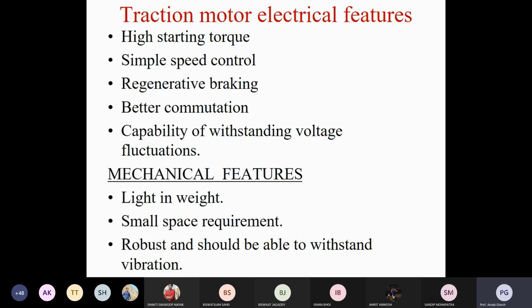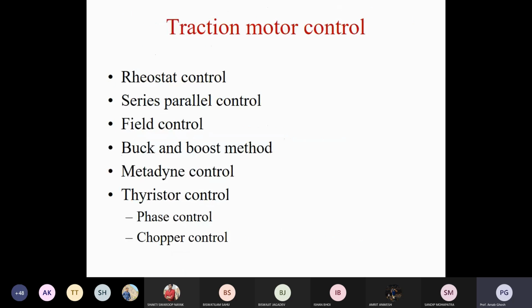So before selection of the motor, you need to check these electrical features and mechanical features. Then traction motor control: what are the commonly used controlling methods? First one is rheostat control for dynamic braking, and not only dynamic braking, that rheostat is also connected in parallel with your field. So sometimes field control is also done in rheostat control.